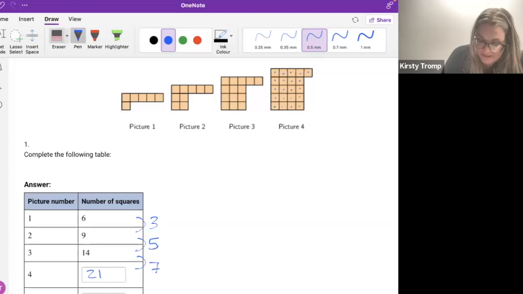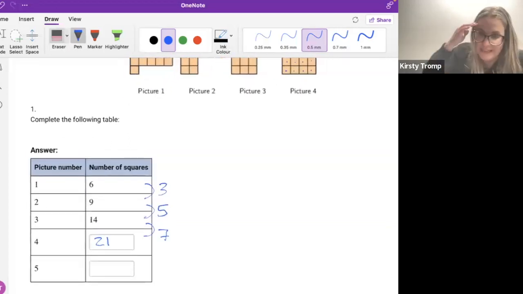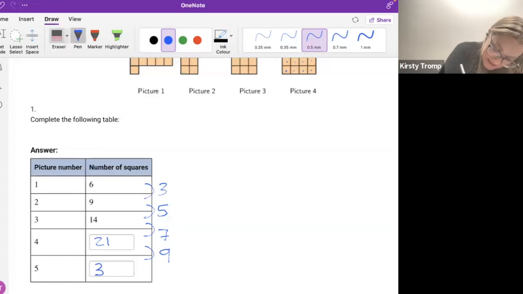Well done. So what am I going to do to get to picture 9, guys? What do I need to add? Tell me in the chat. First, I added 3. Then I added 5. Then I added 7. What must I add? Good. I must add 9. Well done. So 21 plus 9 gives me 30.